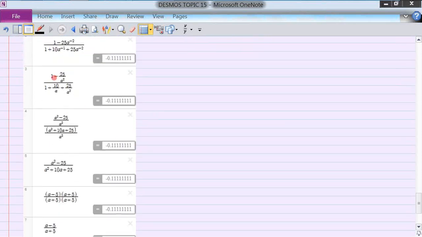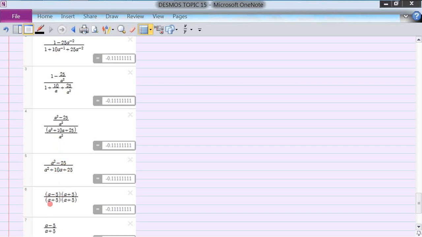Now I get a common denominator for the top part here, which is a squared. So I have a squared minus 25. Common denominator for the bottom part of the fraction here is a squared, and this will make this a squared plus 10a plus 25. Now this and this are the same, so I can cancel. I'm left with a squared minus 25 over a squared plus 10a plus 25.